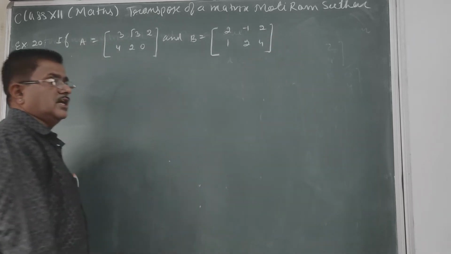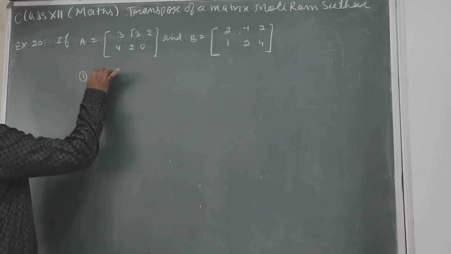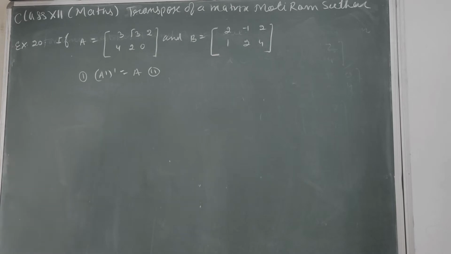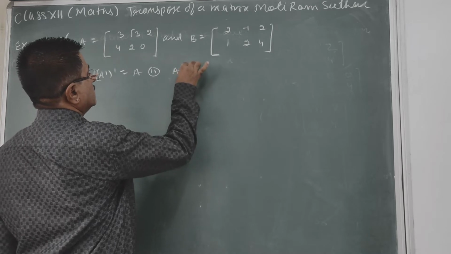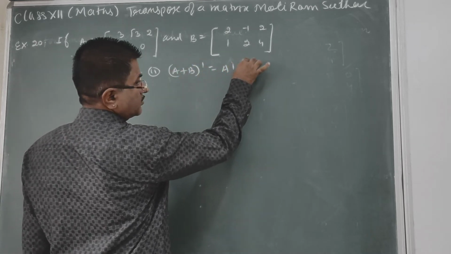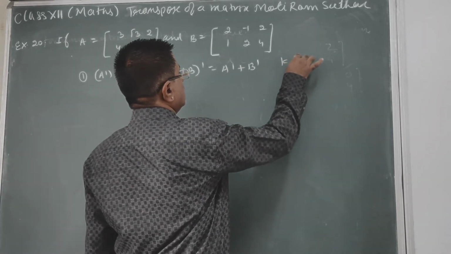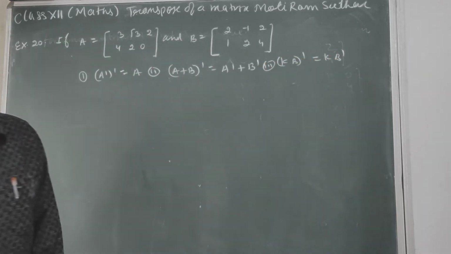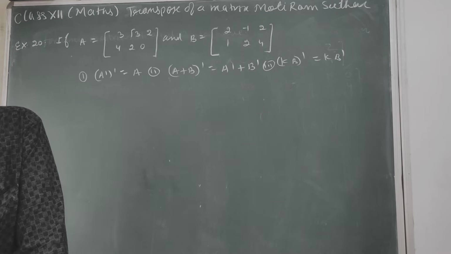Now these two matrices are given and we have to verify some properties. First, the transpose of the transpose matrix should be equal to A. Second, (A + B) whole transpose equals A transpose plus B transpose. And third, (kB) whole transpose is equal to k times B transpose, where k is some constant. So these properties we have to show.